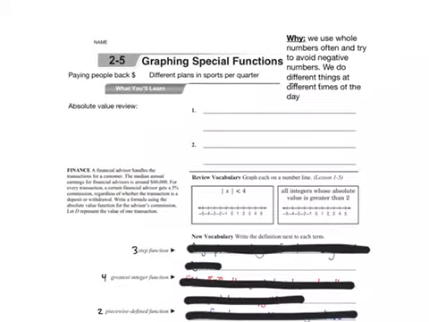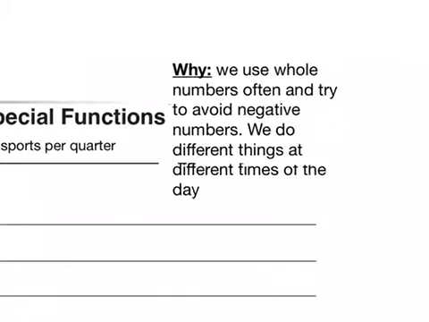All of these special functions help us deal with special scenarios that we interact with on a daily basis. For example, we often like to use whole numbers and try to avoid negative numbers. Those are things that we do. The most complicated one that we're going to see involves the concept that at different points in the day we're interested in doing different things. It's going to be called a piecewise function.